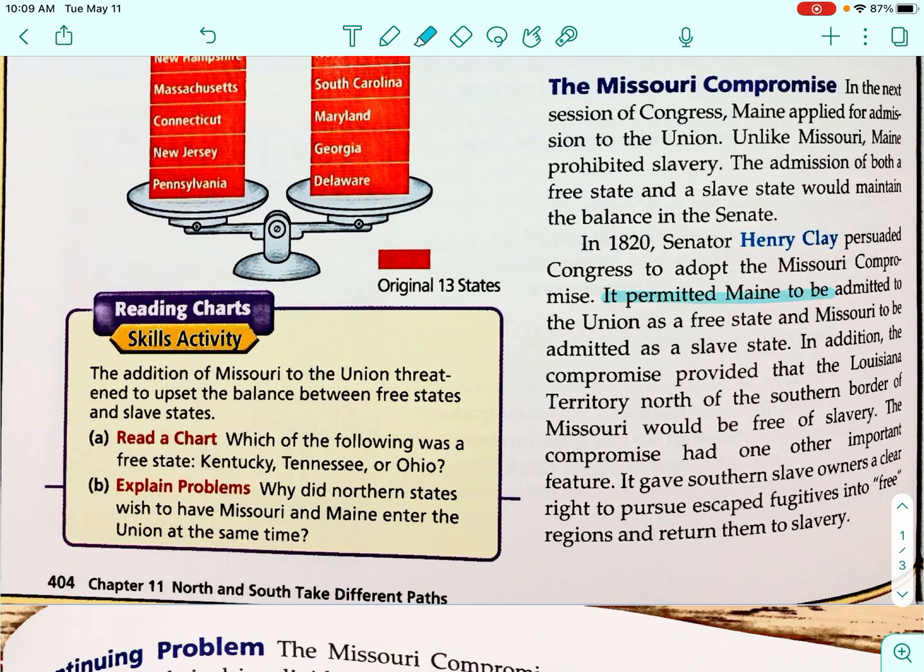So for your slide where it says, what did the compromise say or do? It permitted Maine to be admitted to the Union as a free state, Missouri to be admitted as a slave state, and said that the Louisiana Territory north of the bottom or southern border of Missouri would be free of slavery. So all of that territory north of Missouri had to be free land. So that goes in your what did the compromise say box.